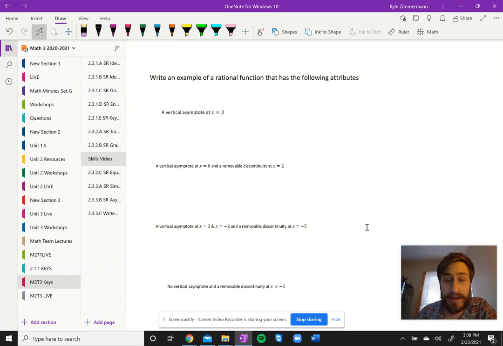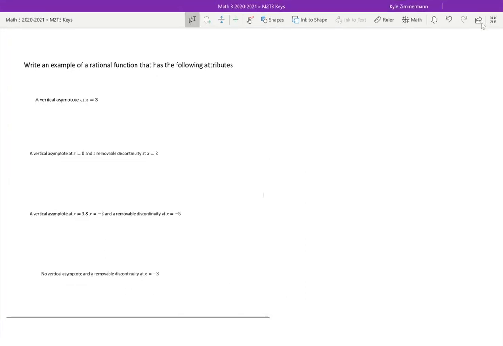Hey team, we're going to go ahead and write some examples of rational functions with certain attributes while highlighting some of the content from this unit. Let's take a closer look.